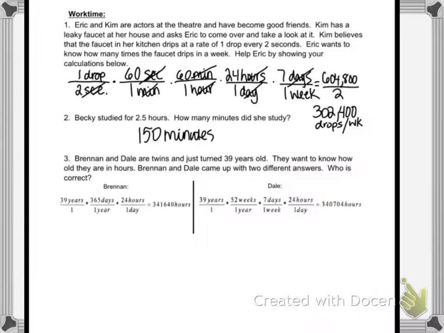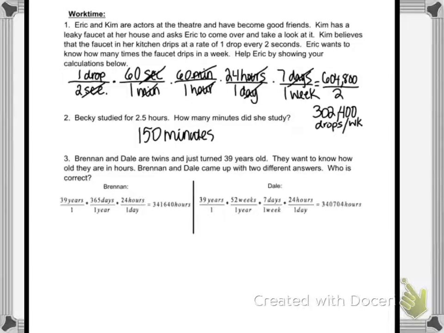Okay. Look at the work time here. Eric and Kim are actors at the theater and have become good friends. Kim has a leaky faucet at her house and asks Eric to come over and take a look at it. Kim believes that the faucet in her kitchen drips at a rate of 1 drop every 2 seconds. Eric wants to know how many times the faucet drips in a week. Eric helped by showing the calculations.